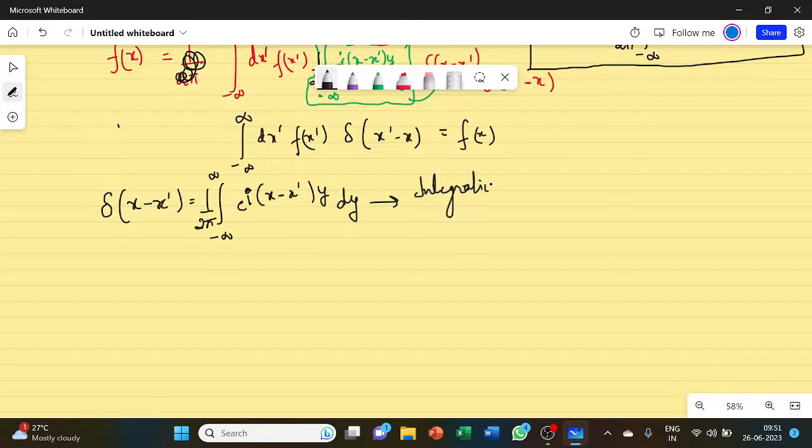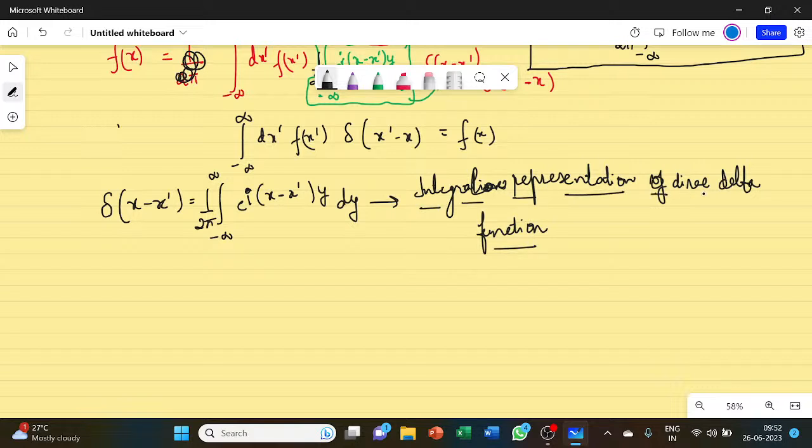This is referred to as the integral representation of the Dirac delta function. This is point number 1.